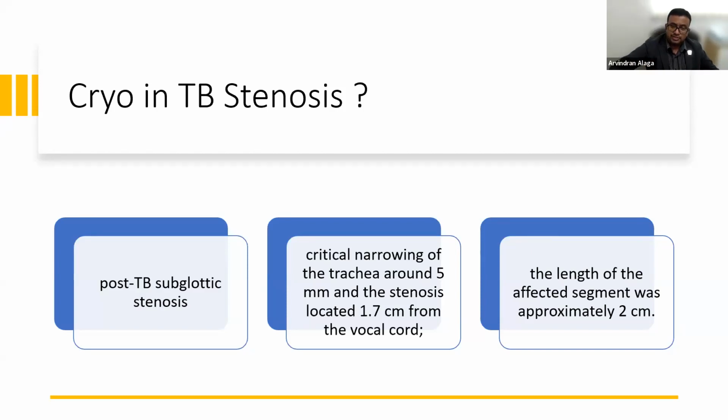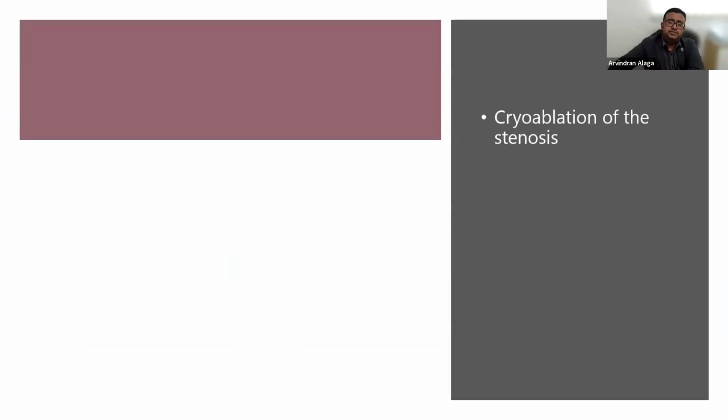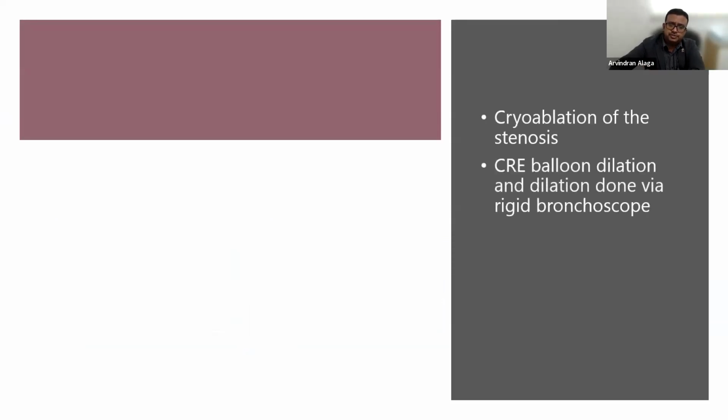Again, this is the first case in our region, as far as I know, and we are in the midst of publishing it. So based on our analysis, we went with cryoablation of the stenosis. Subsequently, we did the CRE balloon dilatation, done via rigid bronchoscope, and we were able to achieve a luminal patency of 11 mm. As I mentioned earlier, tracheal diameter is around 15 to 20 mm. Since she is a female, we estimate the maximum diameter to be around 12 to 16 mm. So when you achieve 11 mm, you're practically achieving almost 80% of the diameter.